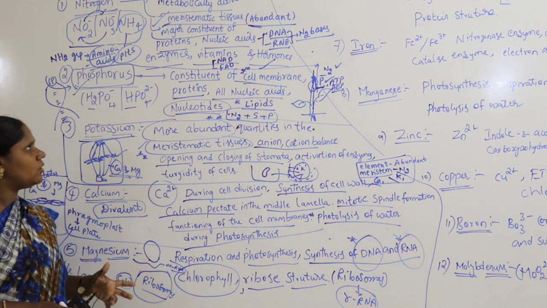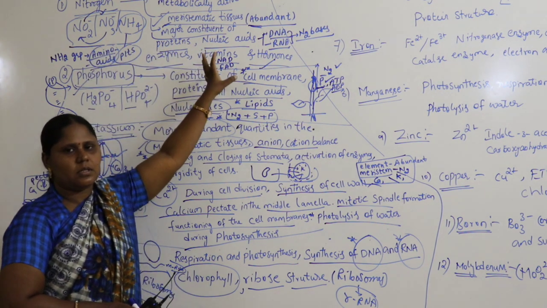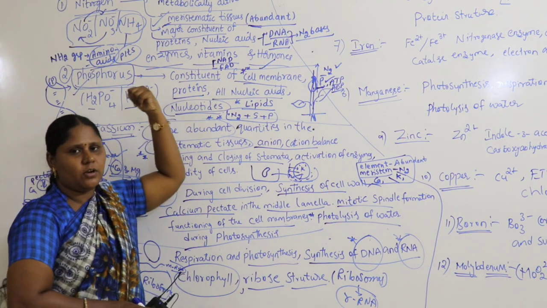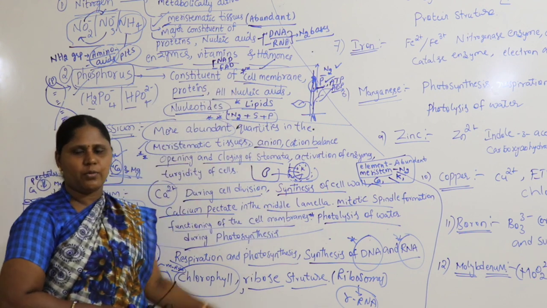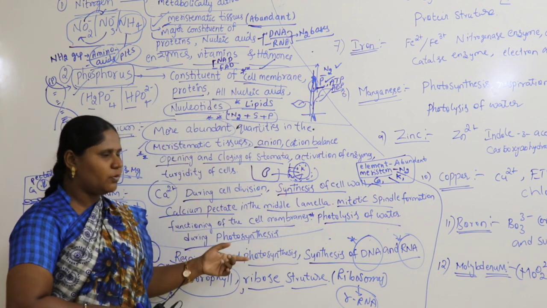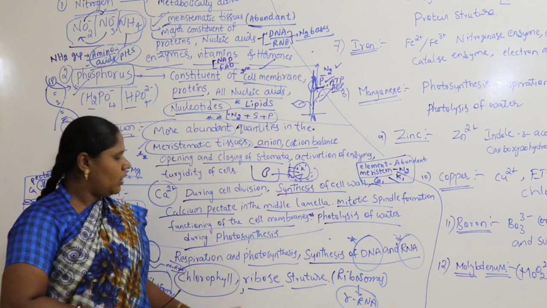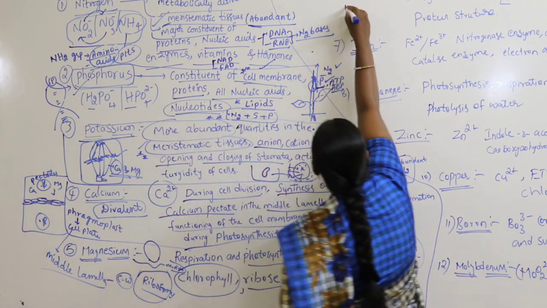Guys, again I will tell you, take each element, write these processes and where it plays an important role, what components are made up of nitrogen, and so on. Practice each element thoroughly on white paper and try to learn and remember which elements play a very important role and where. Let's continue further. Now let us talk about sulphur.